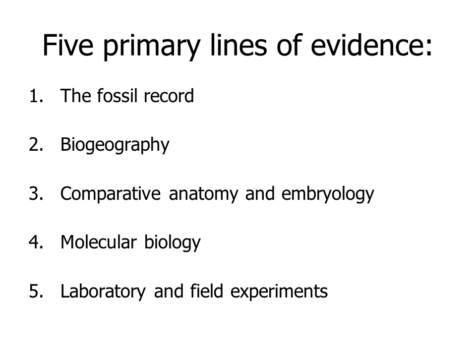Here we review the 5 primary lines of evidence demonstrating the occurrence of evolution. We have the fossil record, or the physical evidence of organisms that lived in the past. We have biogeography, which is patterns in the geographic distribution of living organisms. We have comparative anatomy and embryology, which is the growth, development, and body structures of major groups of organisms. Molecular biology, which is looking at the DNA level. And laboratory and field experiments.